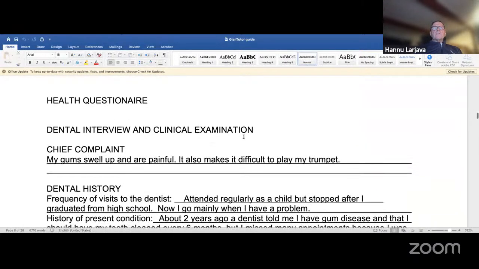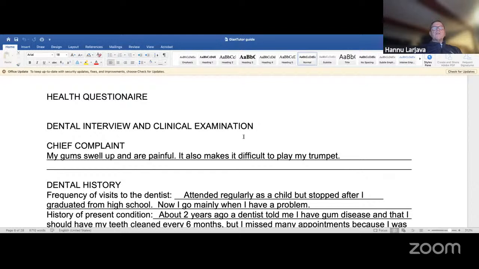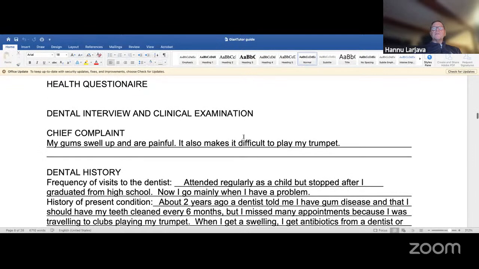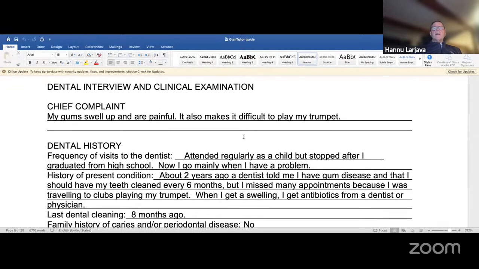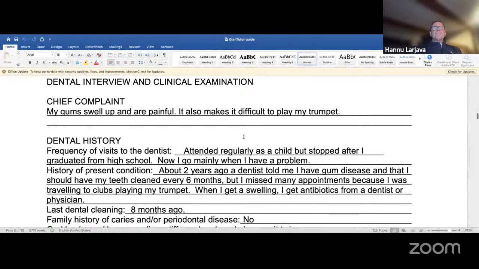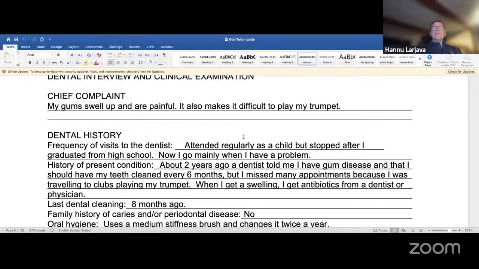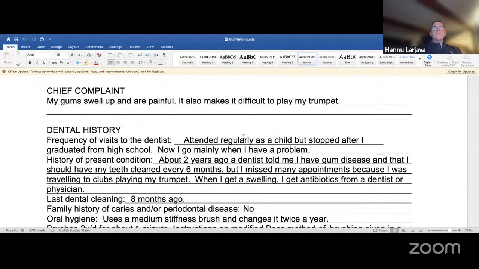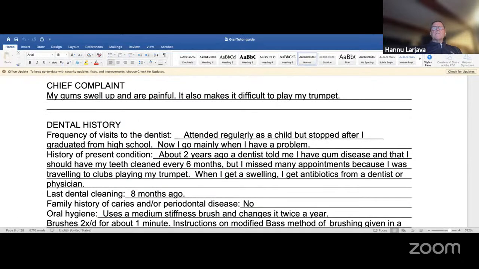So let's go through the health questionnaire. The chief complaint remains that the gums swell and are painful. It sometimes makes it difficult to play my instrument, which is trumpet. I have been attending a dentist regularly, except I haven't been going lately that much. I only go when I have a problem.